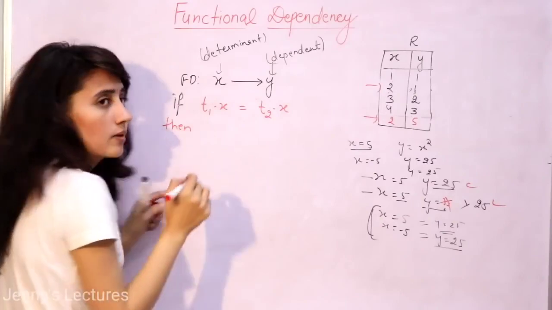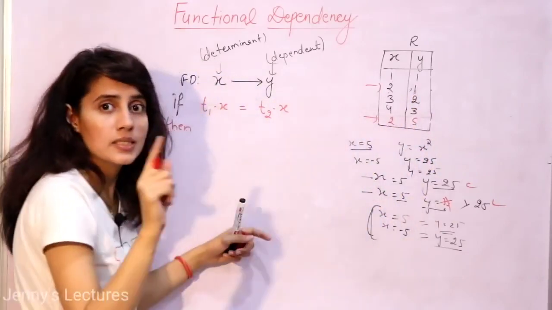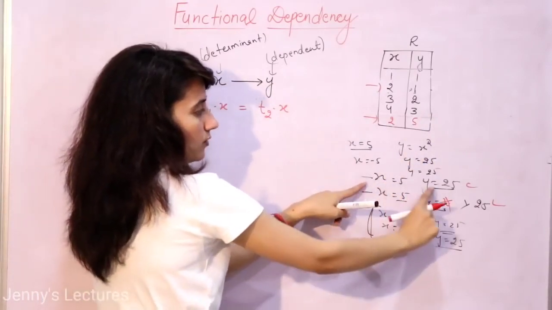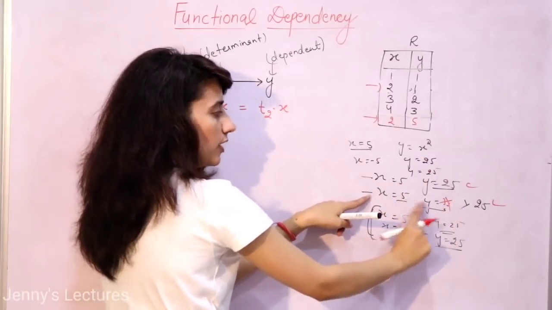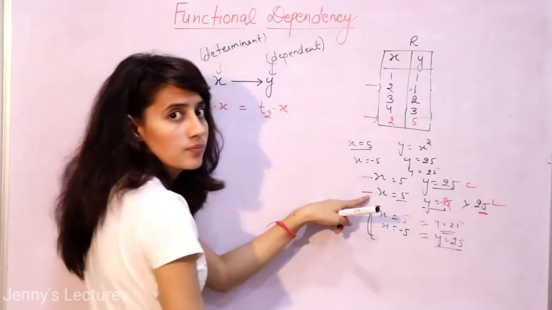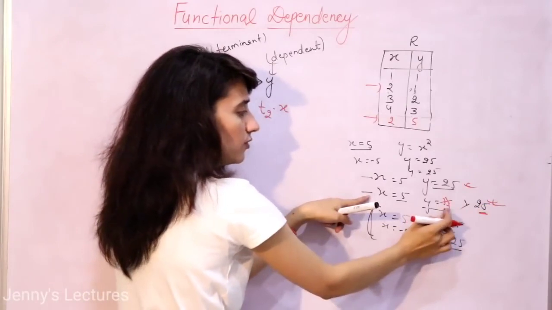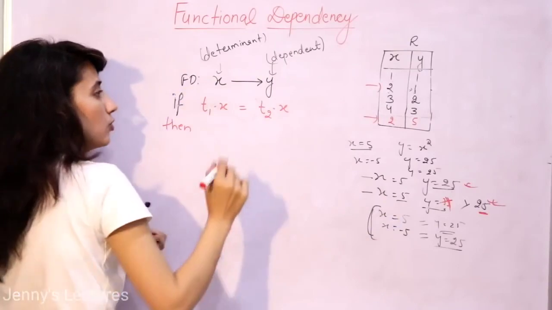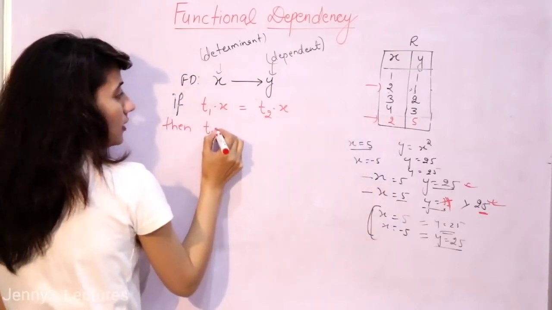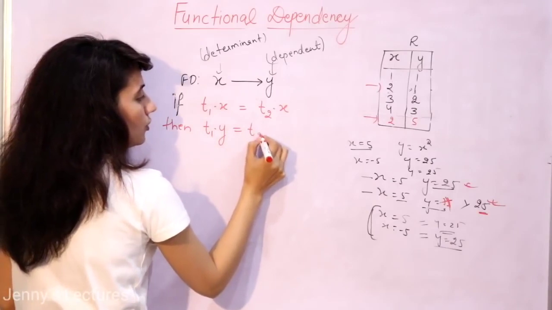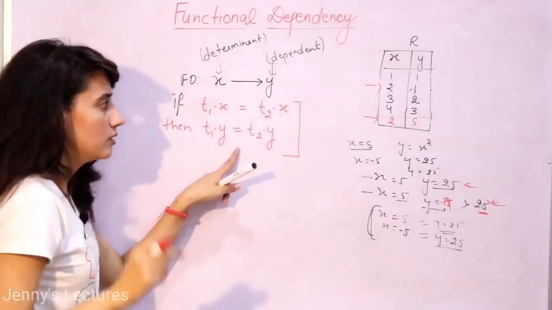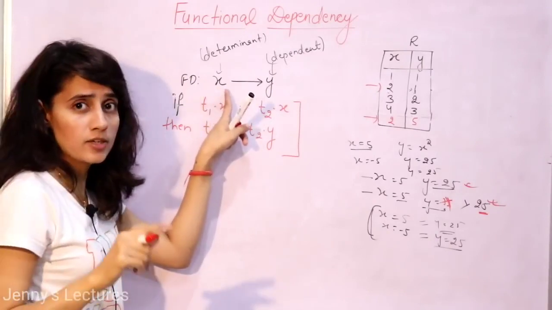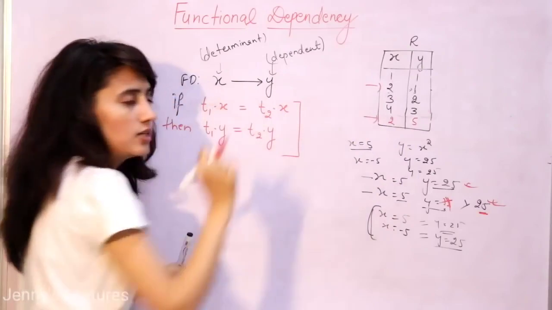Then the y value must be the same, right? Same case. Here y is x square, x is 5, then y is 25. Again I am writing, if x is equal to 5, then y must be 25, right? That is true. But here if I write 35, then that is wrong. That is not a functional dependency now, right? So now t1 dot y equal to t2 dot y. This should be the case, then only you can say that this is a functional dependency, x to y, on this relation, right?